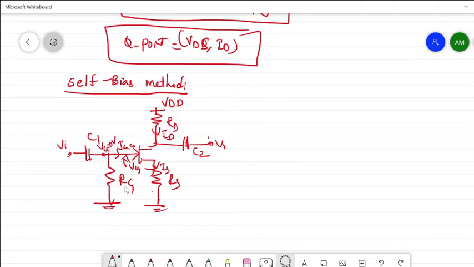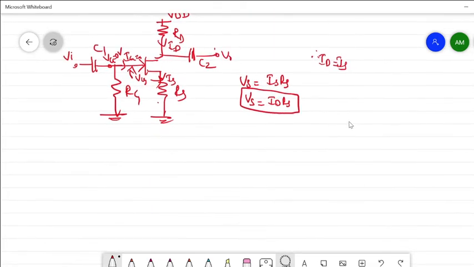Okay, so now from the input circuit, Is produces the voltage drop across Rs. So here Vs is nothing but Is into Rs. But here Id is equal to Is, already we know this. So Vs is equal to Id into Rs. Now apply for the DC analysis, apply KVL to the input circuit. So Vg is equal to 0.